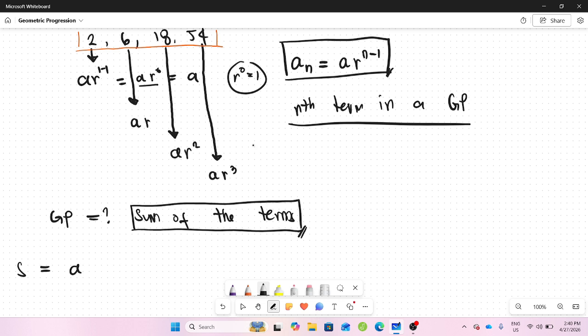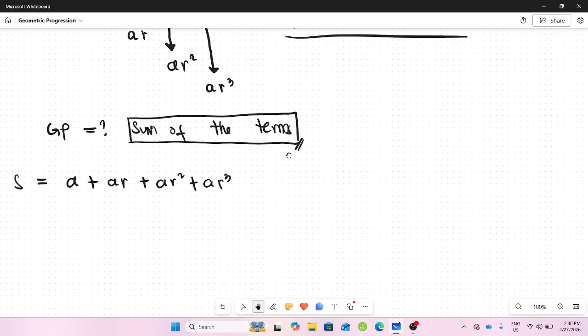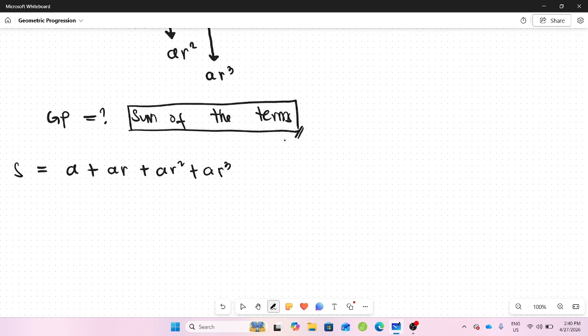Okay, so r to the power of 0 is just simply 1. 1 times a is just a. So that's our first term. For the second term, that is just equal to a times r. For the third term, that should be a r squared. And for the fourth term, that's going to be a r cubed. Now, if we have several of these terms, then we could say that this should be how we get the total sum.